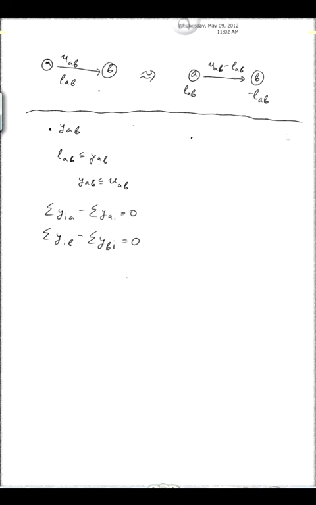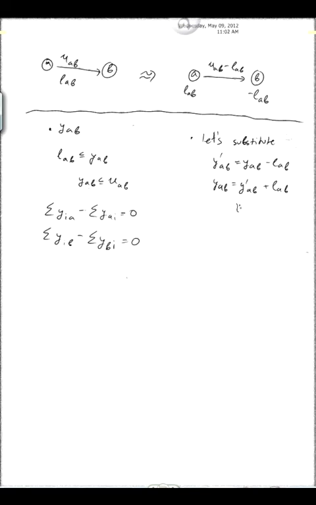This kind of picture transformation corresponds to just a variable substitution. So let's substitute the following variable. We introduce a new variable, y prime ab, equal to yab minus lab. Or, rewriting this equation, yab equals y prime ab plus lab. So that's the new variable and its relationship to the old variable.